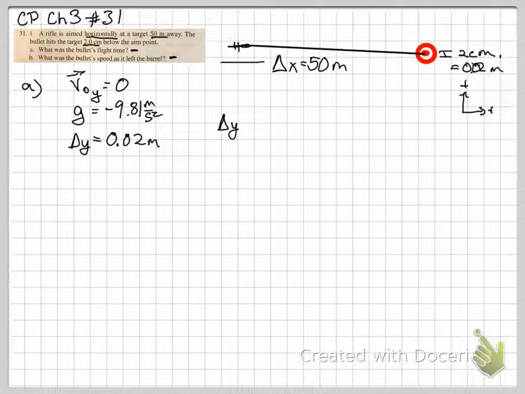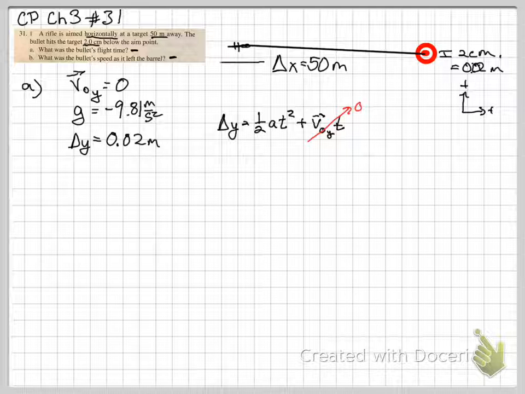If you see a displacement, chances are you're going to be using an equation like this. So we have delta y, and it's equal to one half the acceleration times the time squared, plus the original velocity in the y direction times the time. This second term is 0 because the initial velocity in the vertical was 0. The only thing affecting it is the acceleration of gravity and the amount of time it had. So we need to rearrange this to solve for t, which is what we're looking for.